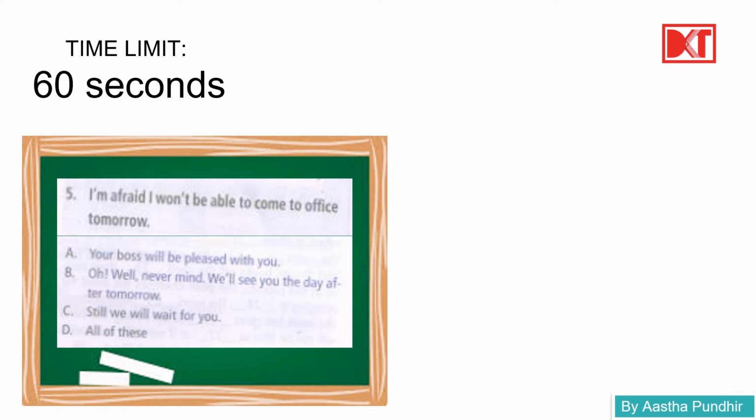Now the next question says, I'm afraid I won't be able to come to office tomorrow. So what could be the appropriate response in this situation? A. Your boss will be pleased by you. B. Oh, well, never mind. We'll see you the day after. C. Still we will wait for you. So here the correct answer, the most appropriate response when someone says they might not be able to come to office tomorrow, or when in your case someone says you might not be able to come to school tomorrow, they could have said, oh, well, never mind, we'll see you the day after tomorrow. All right.